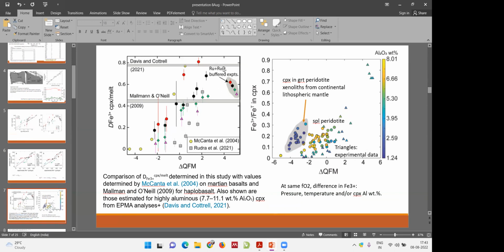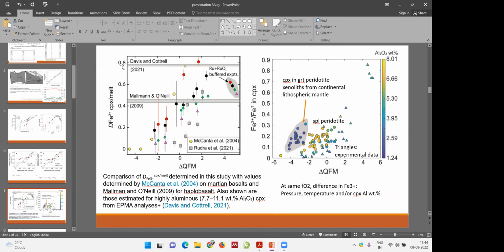So here, these are the values that have been experimentally determined, the partitioning value from this particular experiment, and these gray points are experimental values at a lower pressure condition, that is about 100 kilobar. So these are at about 100 kilobar, and these are at about 1 to 2.5 GPa. So we can see that with pressure, there is an increase in the Fe3 plus partitioning value between clinopyroxene and melt. So with pressure, this value increases. So also they have plotted two reference values.